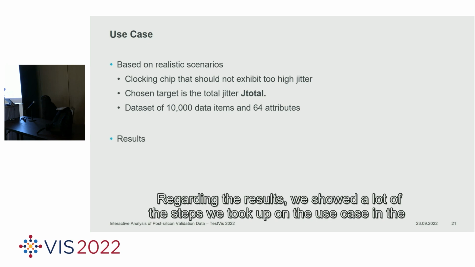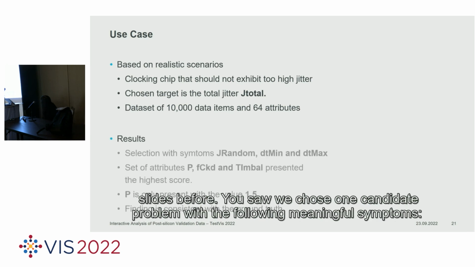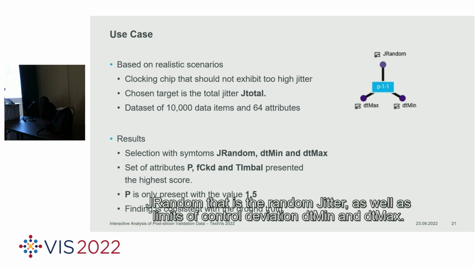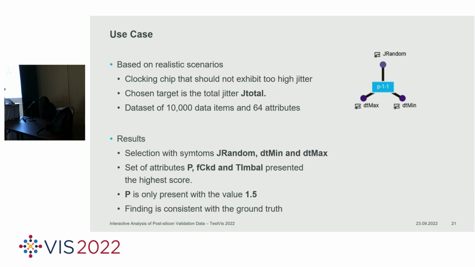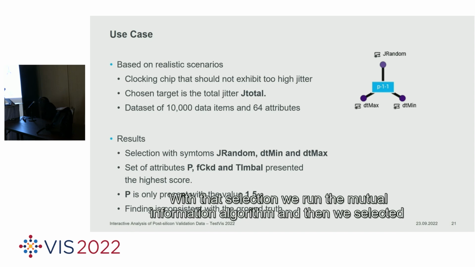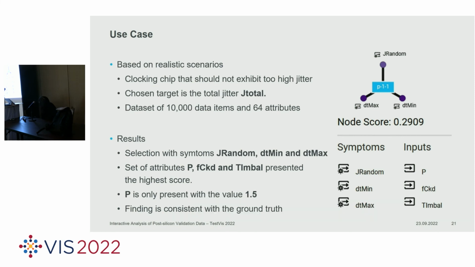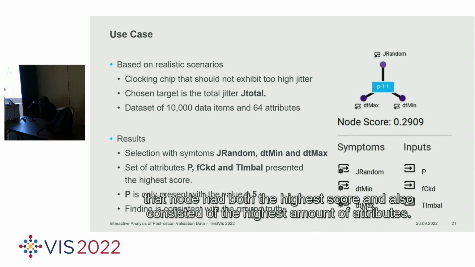Regarding the results, we showed a lot of the steps we took upon the use case in the slides before. You saw we chose one candidate problem with the following meaningful symptoms: a random, that is random jitter, as well as limits of control deviation, dt-min and dt-max. With that selection, we ran the mutual information algorithm, and then selected the node that represented the set of input attributes P, FCKD, and T-imbal. That node had both the highest score and also consisted of the highest amount of attributes.